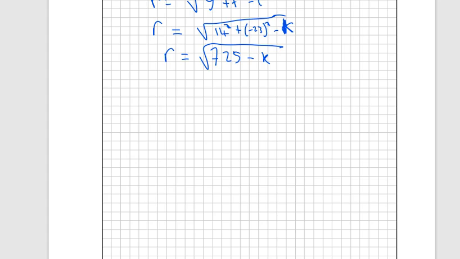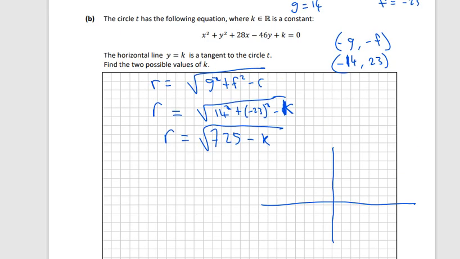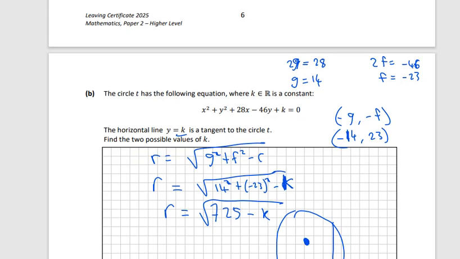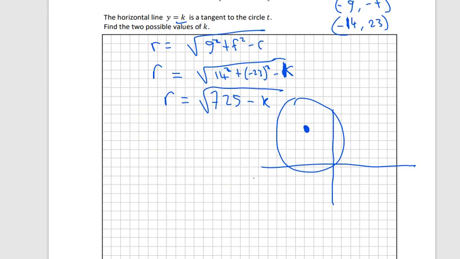Now let's just draw this quickly to show what's going on. Minus 14, 23 is if we go across minus 14 and up to 23. So I'll just say it's maybe there, and that's our circle. They're saying that y equals k is a tangent to the circle. So y equals k has to be a horizontal line. So it's going to be this line here, and this line here should be up a little bit. So it's a tangent. So it's the equation of those two lines that we're looking for.